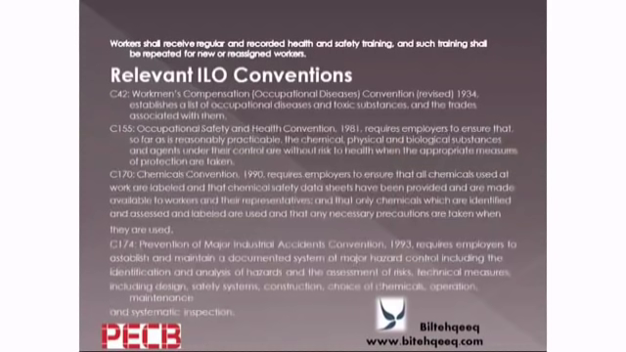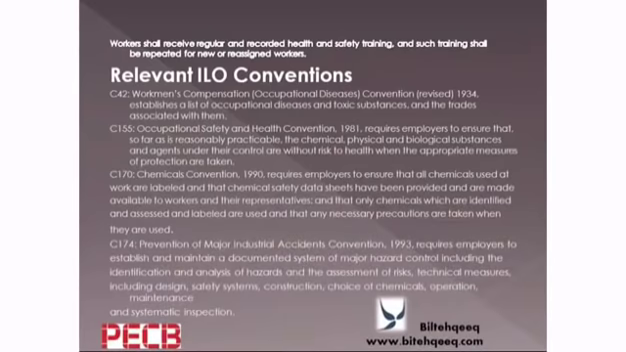There are also some ILO conventions which are focusing on hazardous materials, and the first one is the Workmen's Compensation Convention. This ILO convention states that there must be a list of occupational diseases and toxic substances associated with them. So for each trade, the list of occupational diseases and toxic substances should be declared or defined. The second ILO convention is the Occupational Safety and Health Convention 1981, which requires the employer to ensure that, so far as reasonably practicable, chemical, physical, and biological substances under their control are without risk to health when the appropriate measures of protection are taken.